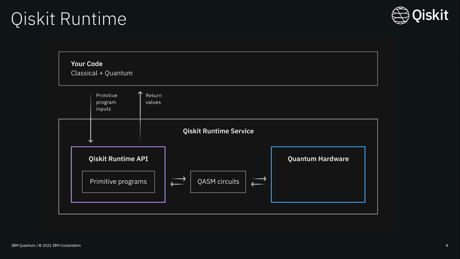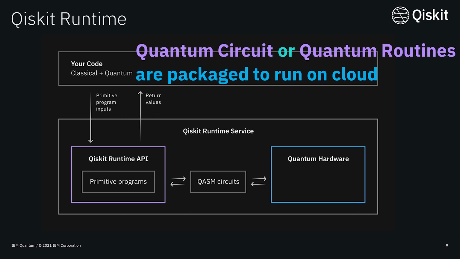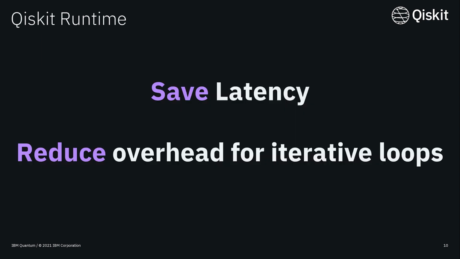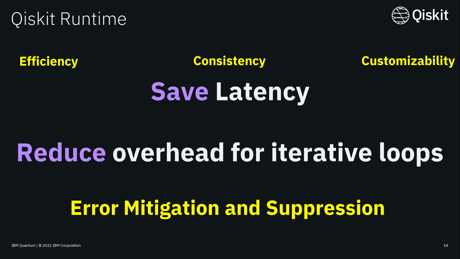Qiskit Runtime service looks like this image. When you write your code, your quantum circuits and quantum routines will be packaged and sent to the cloud. Then using primitive program in Qiskit Runtime API, it builds quantum circuits and gets the result from quantum hardware. Benefits and goal of using Qiskit Runtime is saving latency and reducing overhead for iterative loops. Of course, ultimately, it has a benefit in efficiency, consistency, and customizability. And most important thing is we can use error mitigation and suppression function conveniently.